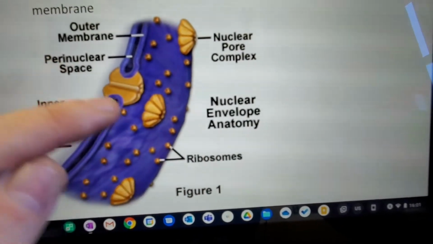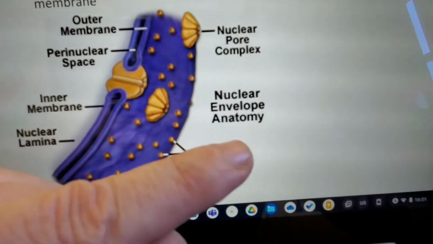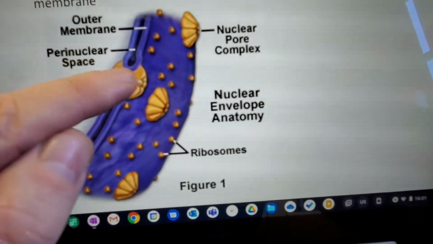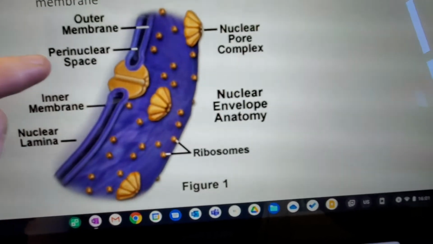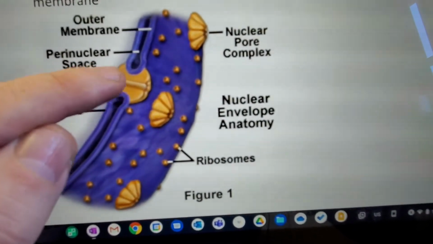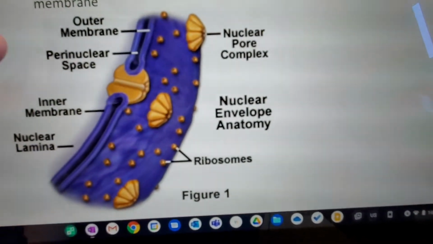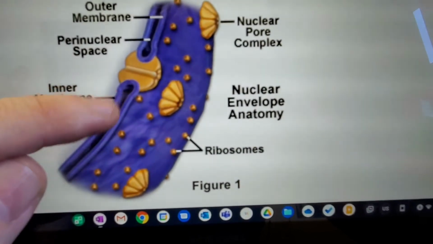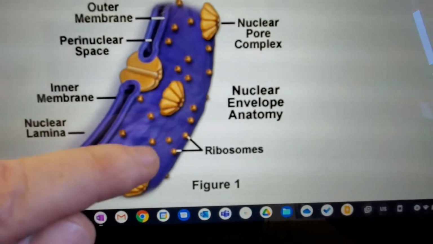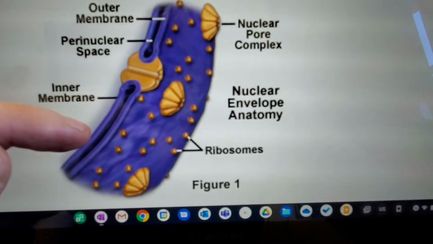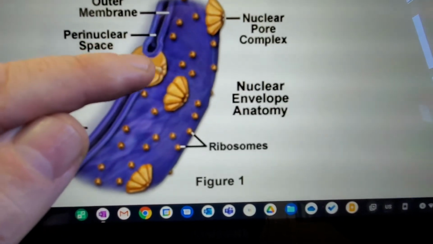They're called nuclear pore complexes, and they let stuff in and out. Stuff can come in and out of the nucleus, and only specific stuff. The other thing that they do is they anchor the outer nuclear membrane and the inner nuclear membrane together. There you go. They're holding them together. Those are the two things that the nuclear pores do. They anchor the nuclear membrane, and they let things in and out.